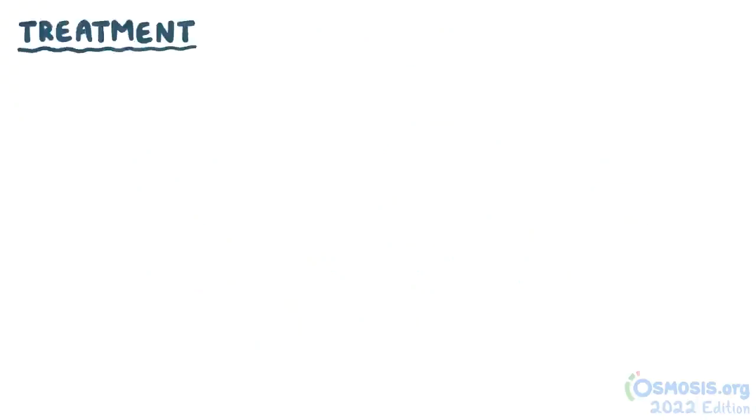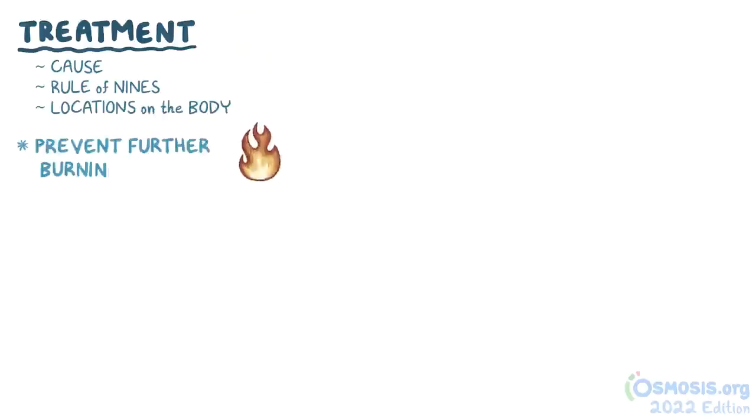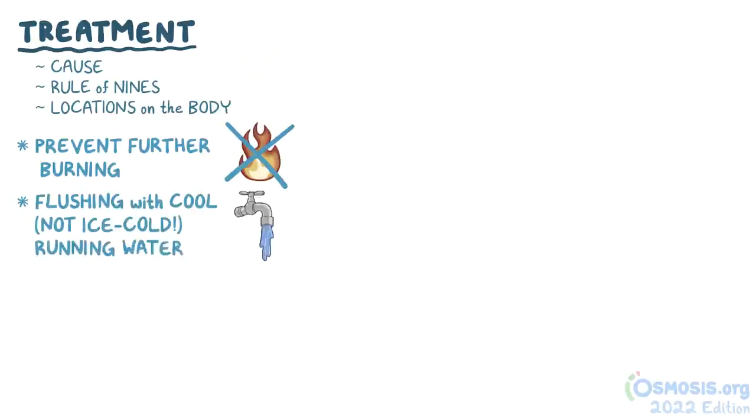The treatment for a burn is determined by what caused the burn, the rule of nines, and the location of the burns in the body. In general, immediate treatment typically includes preventing further burning, like flushing the burn with cool but not ice-cold running water. After that, it's important to manage pain with medication.